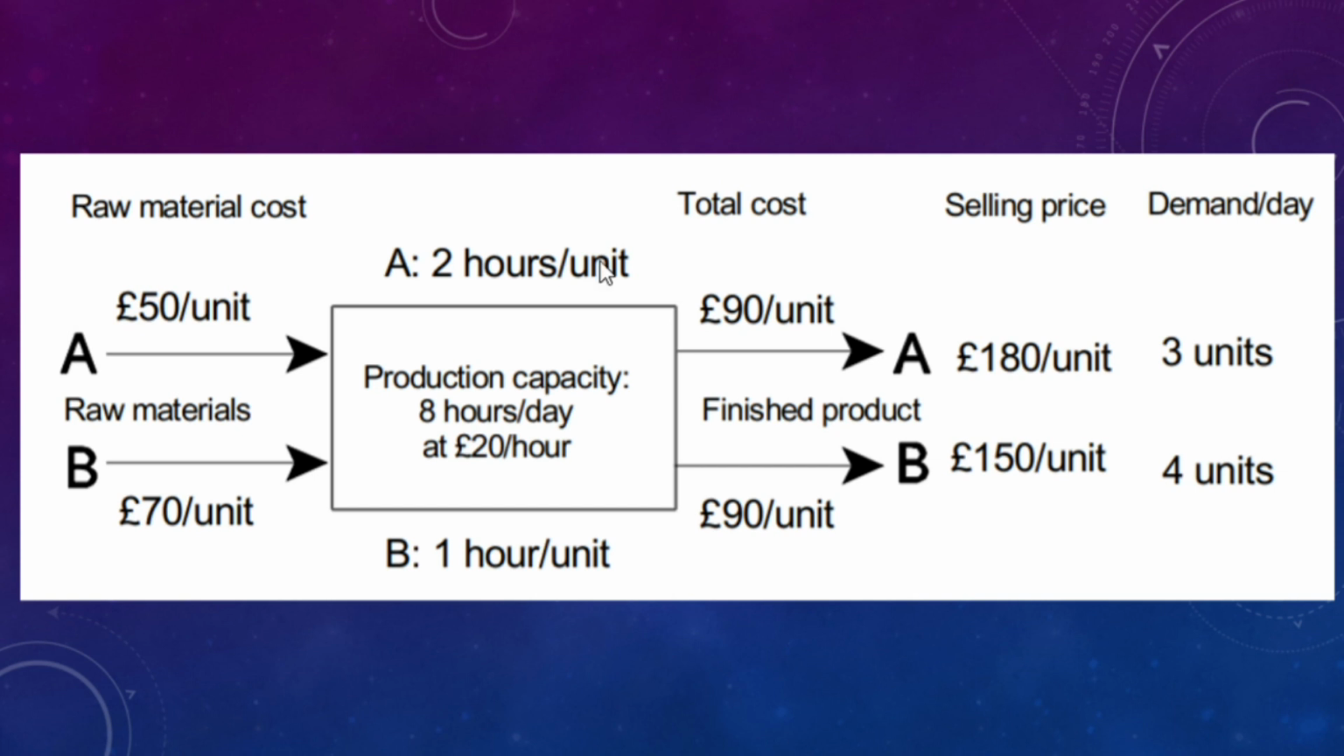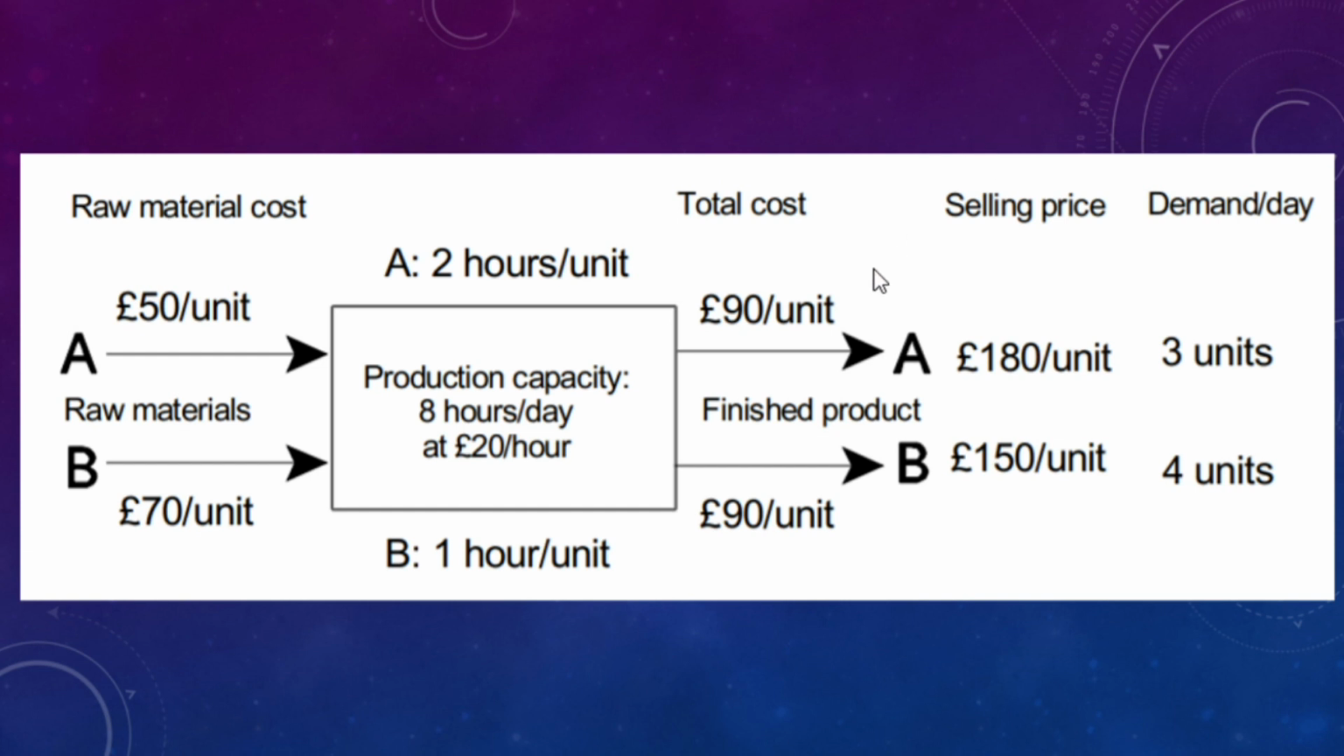So for example, this is product A and product B. Their raw material cost is 50 pounds per unit for product A and 70 pounds for product B. So product B is higher, so your expense is higher. Product A is made in 2 hours per unit, product B in 1 hour per unit. Your production capacity every day is 8 hours. Your operating cost is 20 pounds per hour.